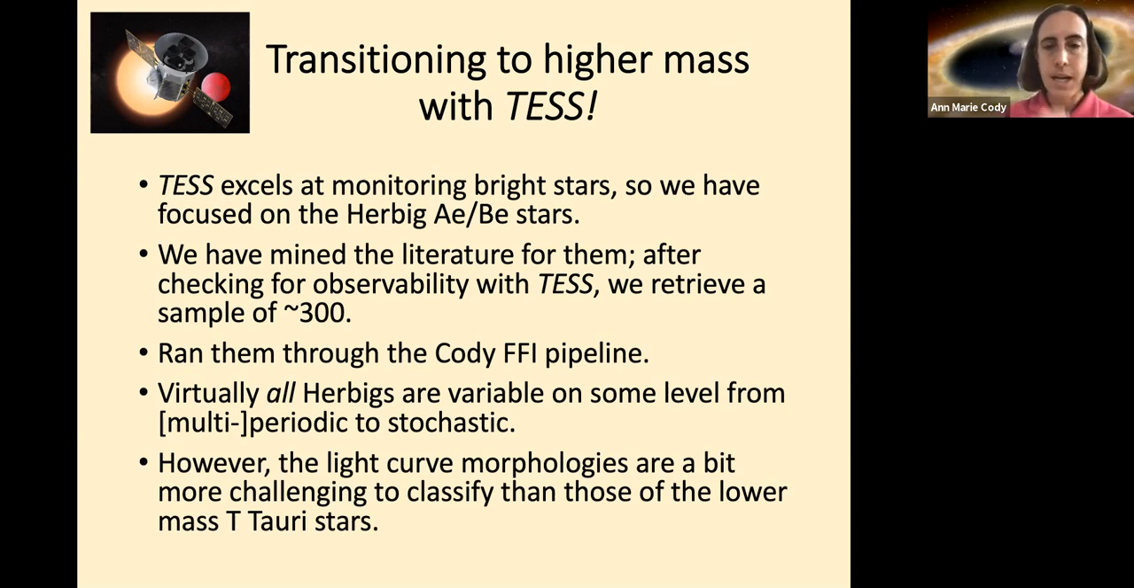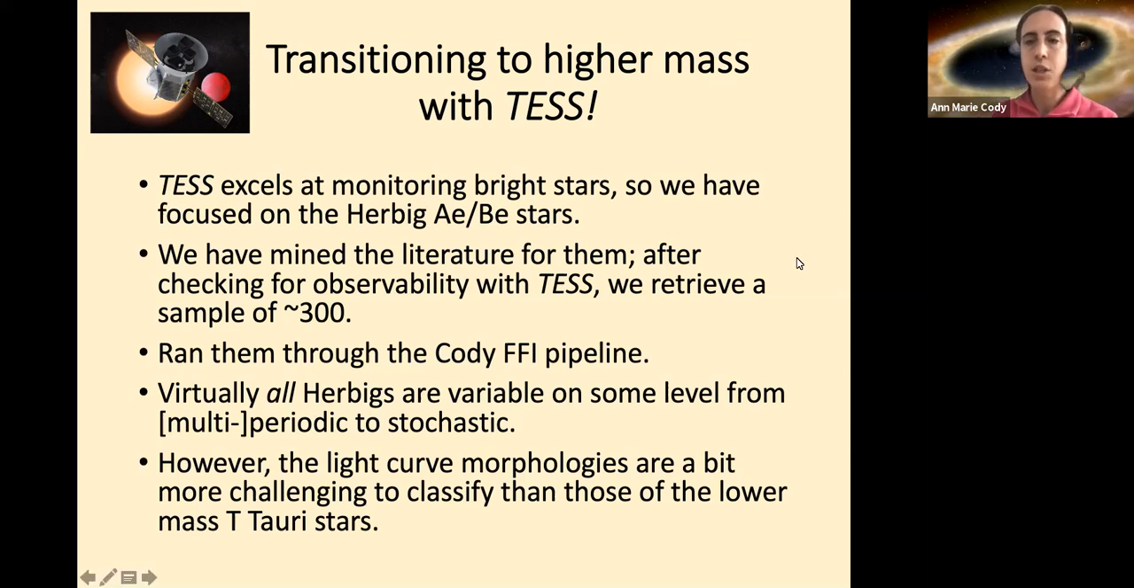But I went ahead and ran these objects, which were observed by TESS in its full frame image mode, through my photometry pipeline. And to make a long story short, just like the low mass counterparts, virtually all Herbig stars are variable on some level, with behavior ranging from periodic and multi-periodic to stochastic type light curves. I will say that the light curve morphologies are a little more challenging to classify than the lower mass T-Tauri stars, which nicely fit into those 8 categories.